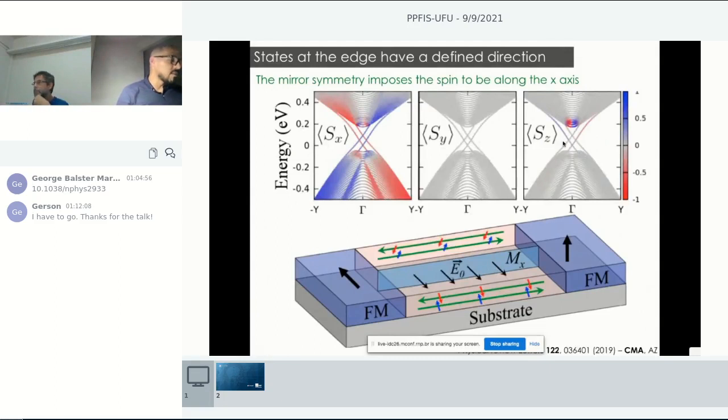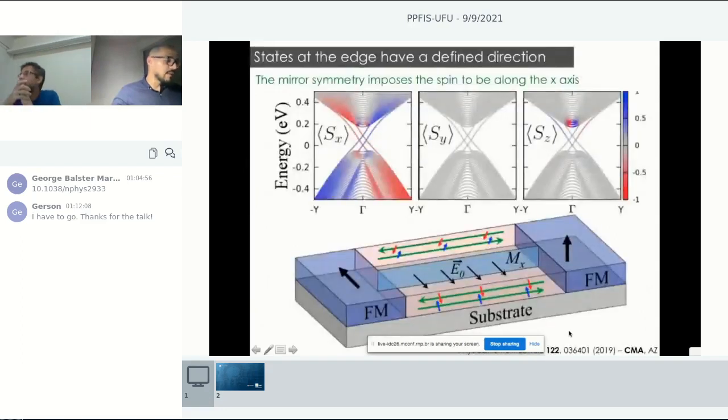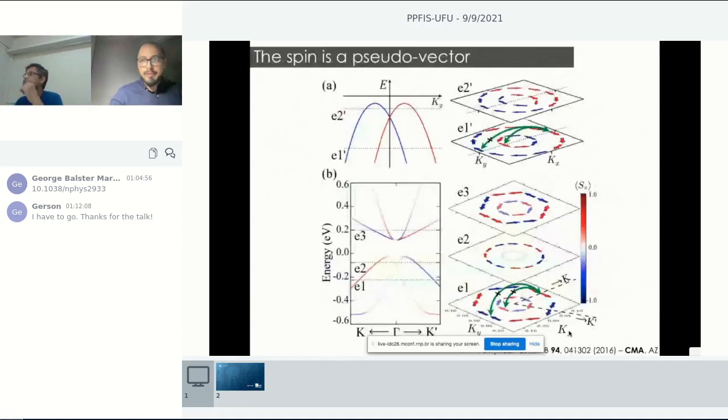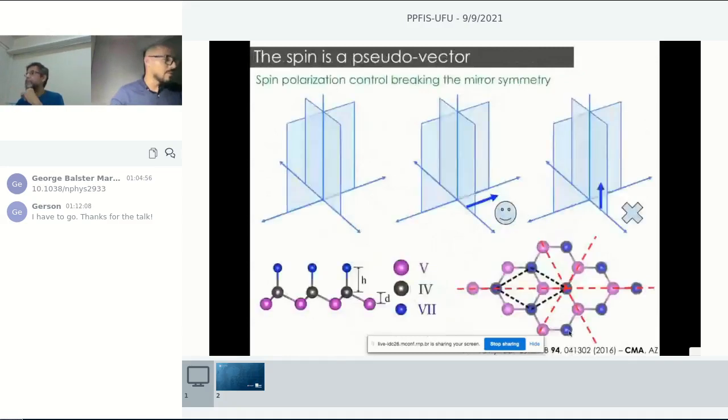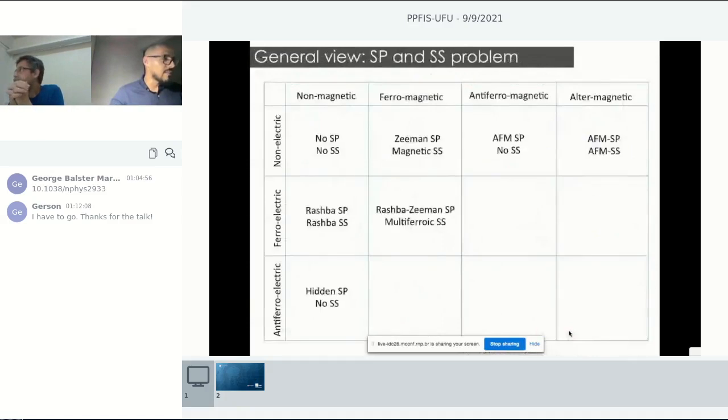So essentially, we are able to control the direction of the spin polarization using these rules that impose the direction of the spin polarization in terms of the symmetry. You can find more information in this PRB paper here, and that's it. Thank you for your attention, and I will be happy to hear your questions and discuss more about this nice subject.